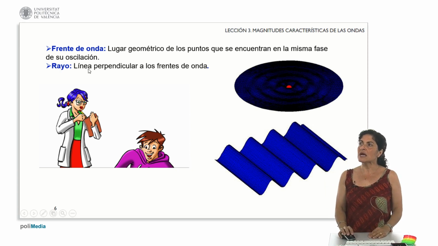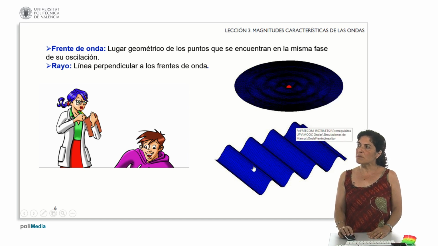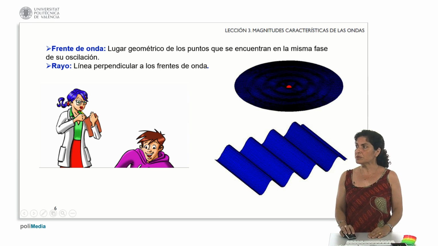What would be the rays? Rays are lines perpendicular to the wavefronts. What do I mean? Well, for example, in each direction of the wavefront, if I draw perpendicular lines, in the case of circular waves, as in this case, the rays would have this direction, perpendicular to the different wavefronts. What would the rays show me? Well, the direction of propagation of the wave motion.